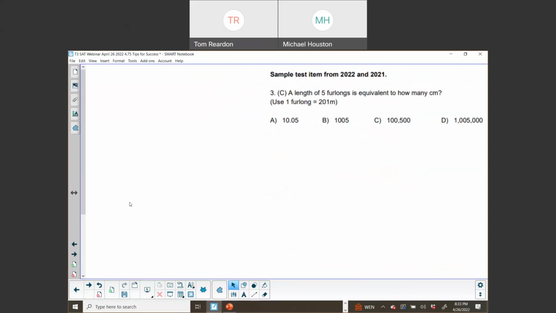All right, so here's a sample test question. It's allowed the calculator. It's fairly simple. It's using a furlong, which we all don't know anything about. And it says a length of 5 furlongs is equivalent to how many centimeters? Okay. It does tell us what a furlong is in meters, but it's not telling us anything about centimeters. I guess they're hoping we know about that. Okay. So again, let me give you about 30 seconds to start that, see what you can do. Get a sense of that.